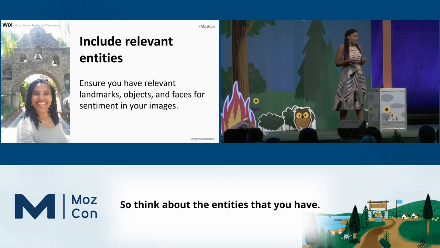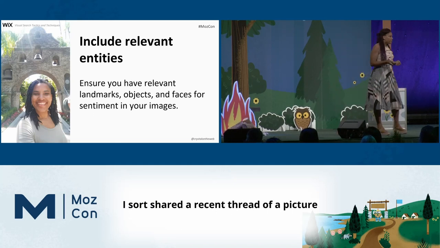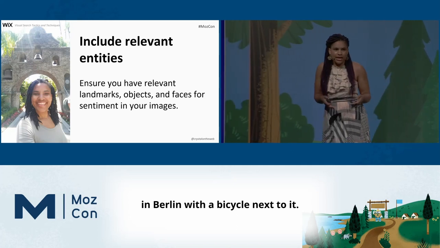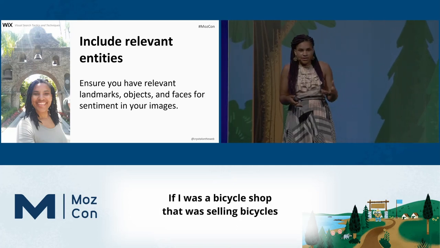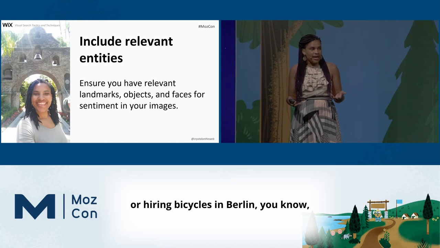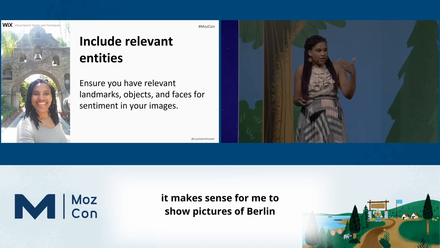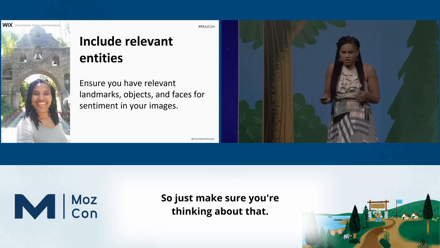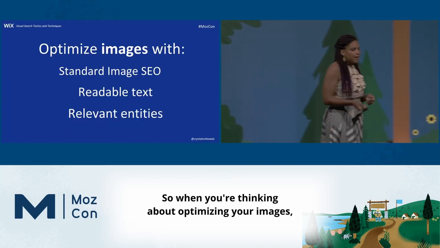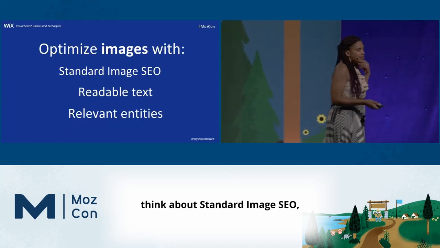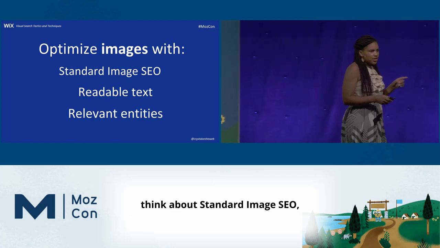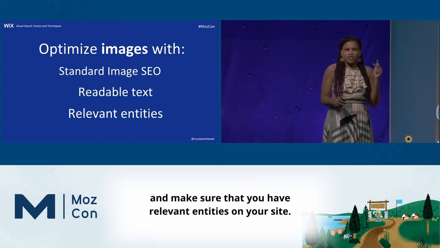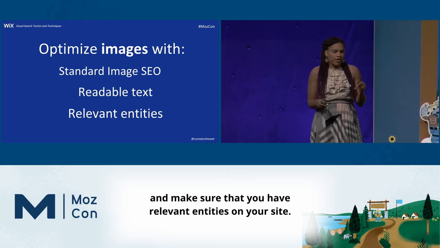So think about the entities that you have. I recently shared a thread of a picture in Berlin with a bicycle next to it. If I was a bicycle shop selling and hiring bicycles in Berlin, then it would make sense for me to show pictures of Berlin and bicycles at the same time on my website. So just make sure you're thinking about that. When you're thinking about optimizing your images, think about standard image SEO. You're already doing that. Well done. Make sure that you have readable text and make sure that you have relevant entities on your site.